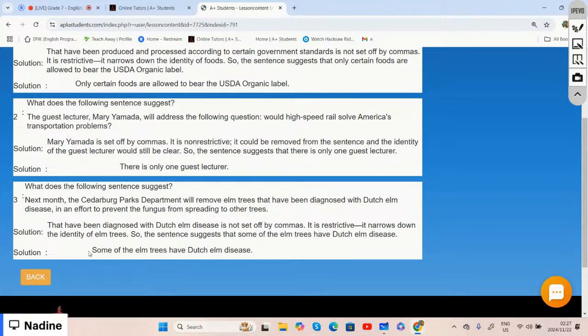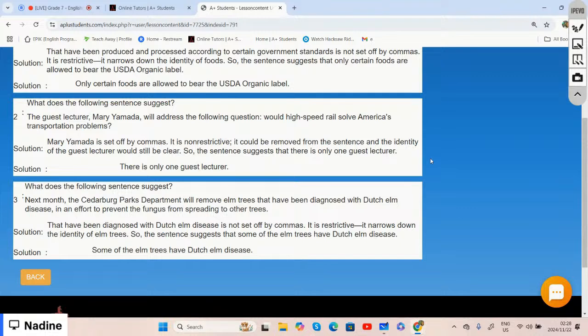Right, so which means that some of the elm trees have Dutch disease. And now, if we look at our sentences, we have different sentences that will give us an idea if it is set off by commas or if it's not set off with commas. And when it is restricted, then it gives us an idea that the reason why it's restrictive is because they're putting emphasis on the reason why something is being done. All right.